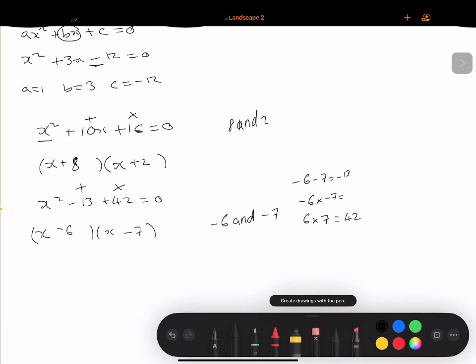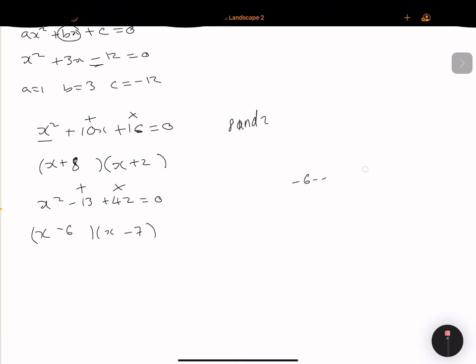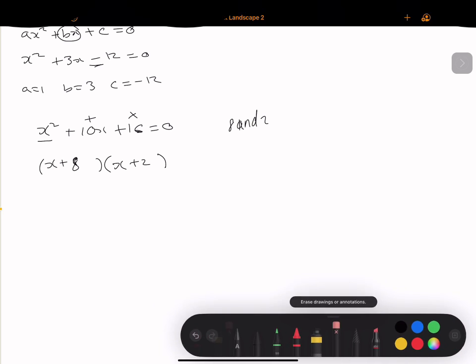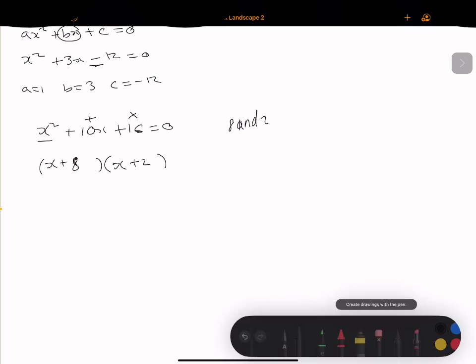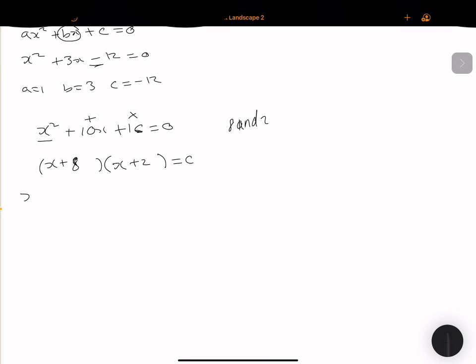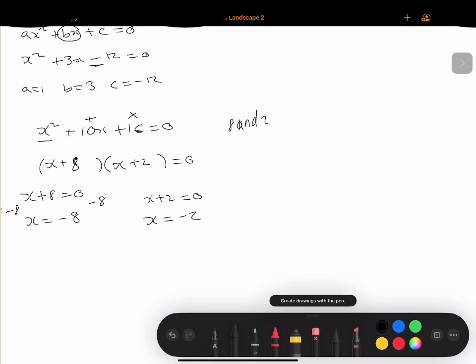Okay, so when we get to this stage, we can solve, by making each bracket equal to 0. x plus 8 equals 0, so x equals -8, as we take 8 from both sides, and then x plus 2 equals 0, so x equals -2. Okay.